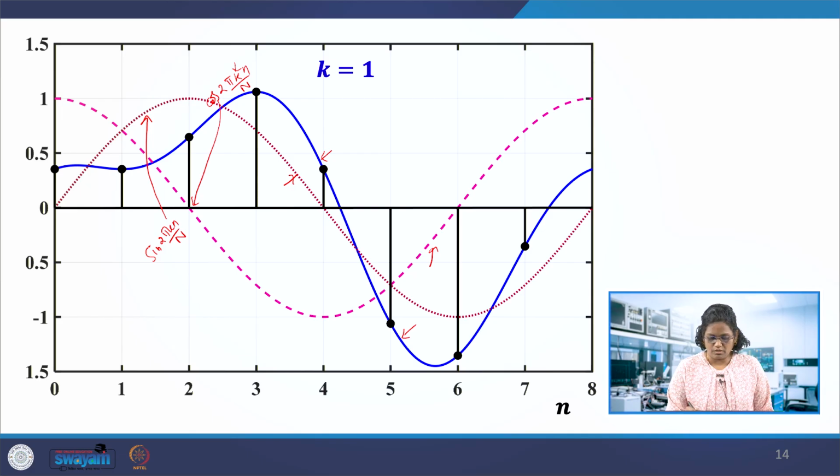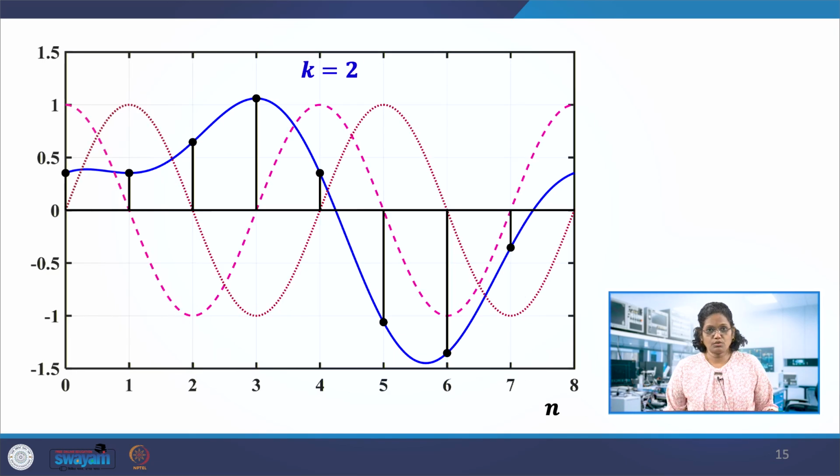Okay. So what is the similarity between these two? Actually, that's what the DFT equation gives. If there is a similarity, yes, it results in a value. Otherwise, that gives a 0. So there is no similarity between these two signals, the x[n] and this. So this is with k equal to 1.